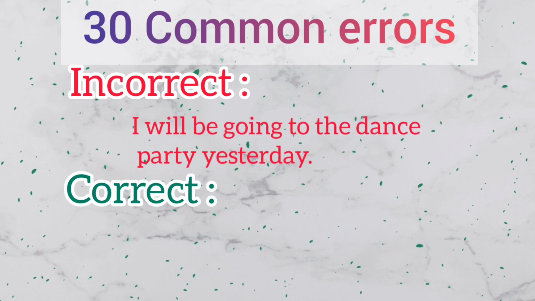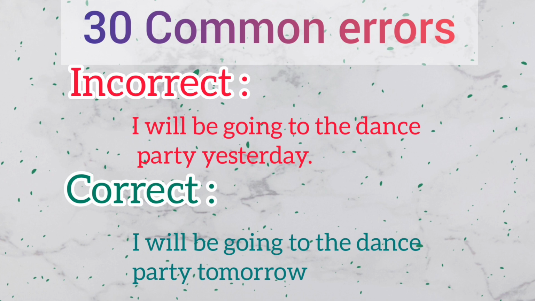Next one is "I will be going to the dance party yesterday." The correct sentence is "I will be going to the dance party tomorrow." The future tense is being used to talk about the wrong time in the sentence above. Since the sentence is talking about something that happened in the past, yesterday, you should only use the future tense when something has not happened yet, but it's going to happen in the future.